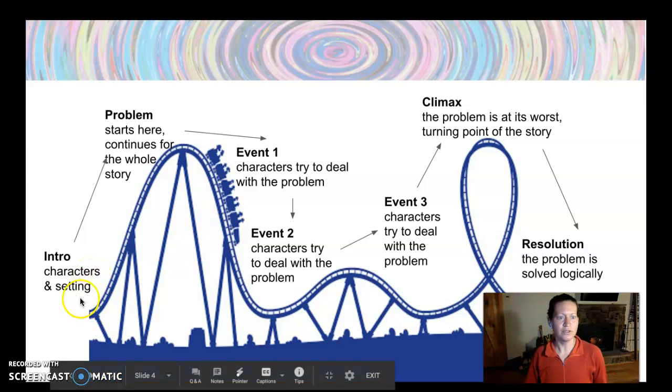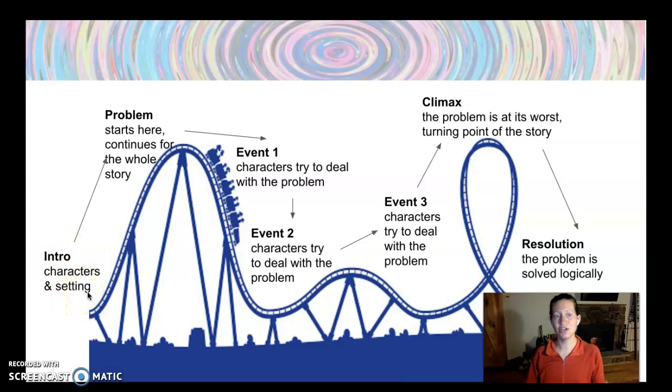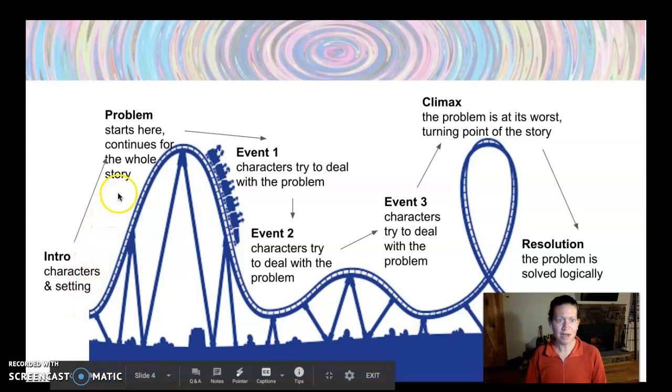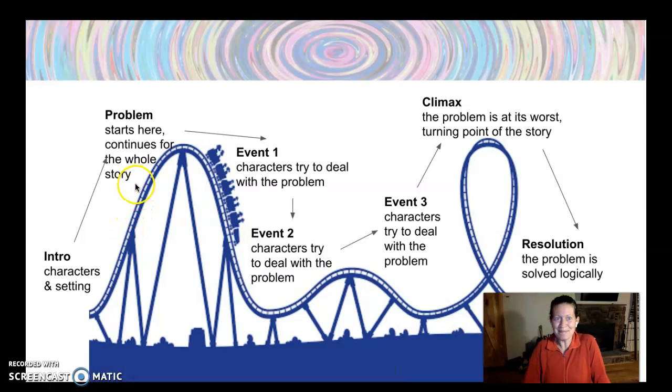okay? Roller coaster starts here with your introduction. You tell who your characters are, and you tell what your setting is, where and when the story takes place. Very important so that you don't confuse your reader. Then we move up the roller coaster. See how anticipation is building? You're like, oh, something's going to happen. That's where the problem is. The problem starts right away, right at the start of the story, because it continues for the whole rest of the story. This problem is what gives you a story to begin with.